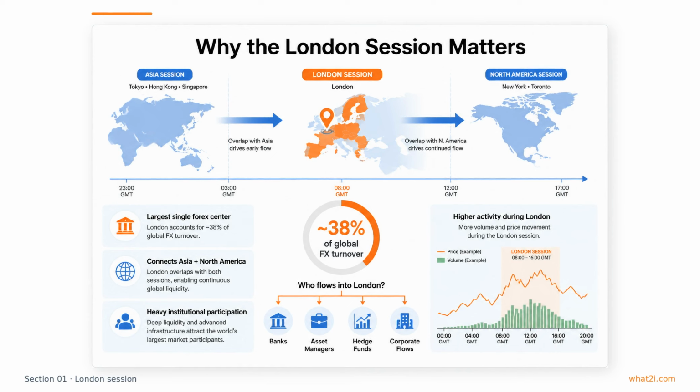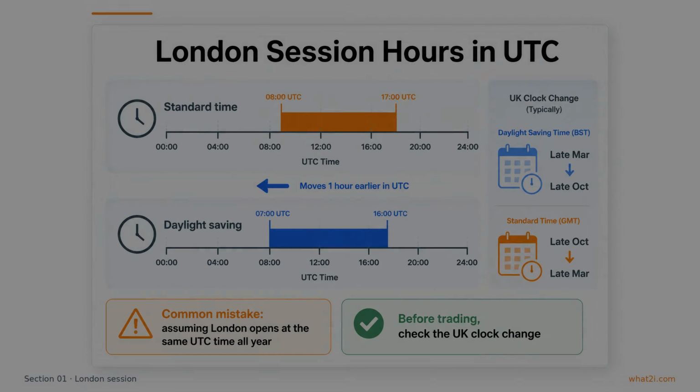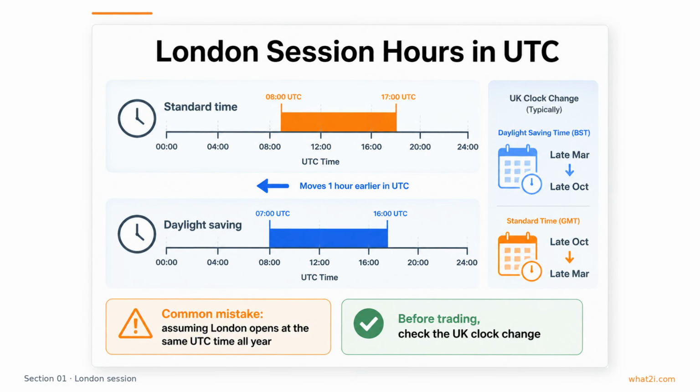That creates deeper participation from banks, funds, corporations, and other large institutions. For a trader, that usually means more meaningful movement, better liquidity, and levels that the market tends to respect. In practical terms, if you want to understand where the day may gain structure, London is often the first place to look.